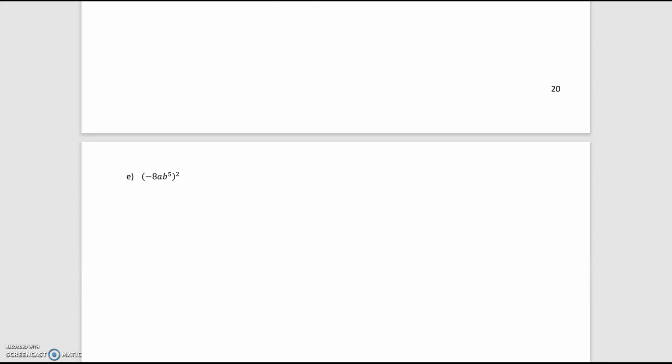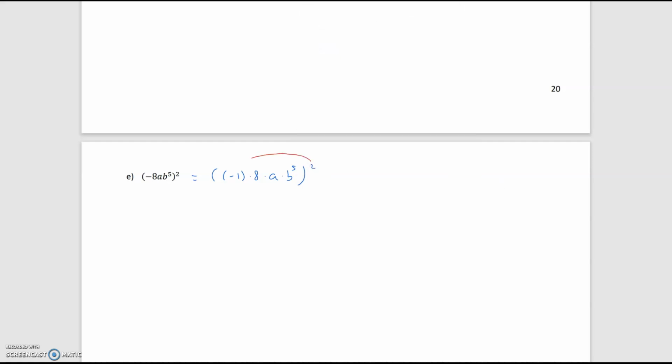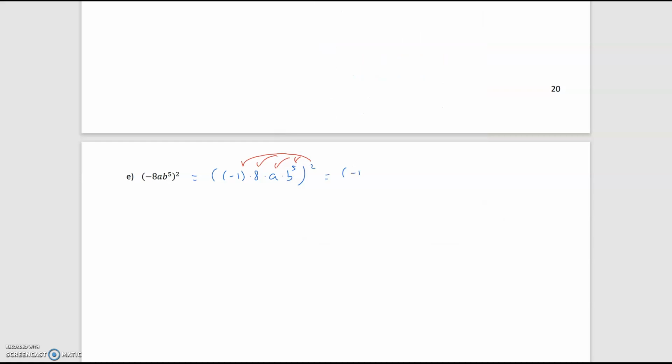Now on E, we do have to be a little bit careful. What I'm going to do here is rewrite it as -1 times 8 times a times b to the 5th, all raised to the 2nd. And then I'm going to exponentiate each of these to the 2nd power. So this is equivalent to -1 to the 2nd times 8 squared times a squared times b to the 5 times 2.